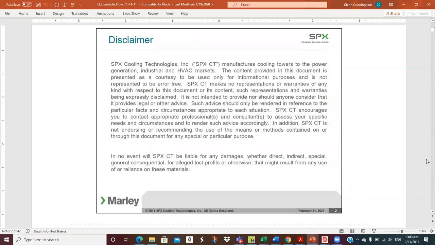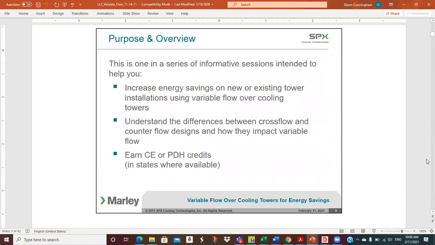There's the disclaimer. So if you do any of this stuff and your tower falls apart, SPX now owns Marley. So you say it's SPX at the top and Marley at the bottom. SPX bought Marley. Marley's one of probably the oldest cooling tower manufacturers out there. They have a lot of expertise.